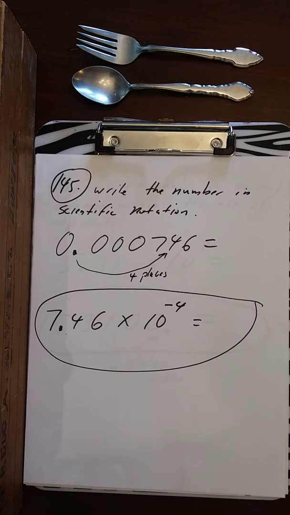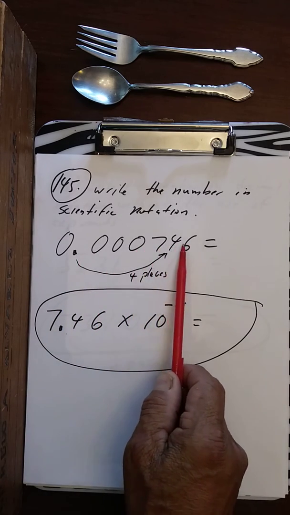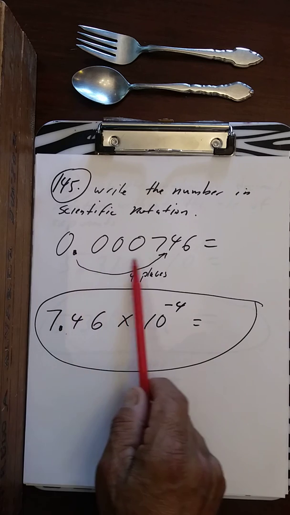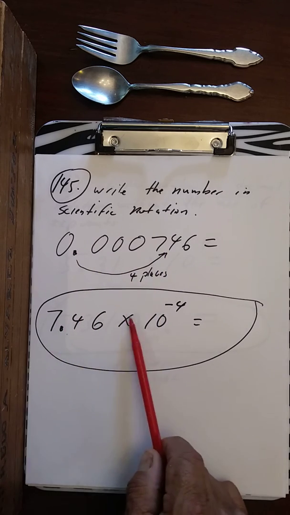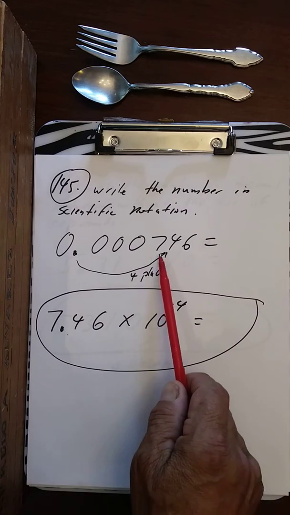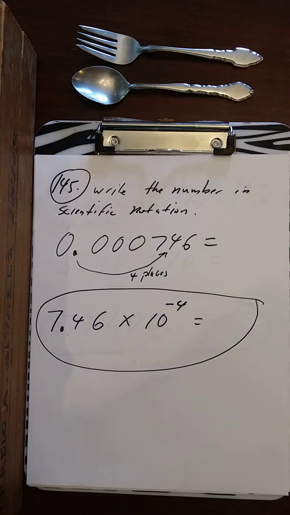Write the number in scientific notation. 0.000746. So to make it scientific, you have to put the decimal after the first nonzero number right there. So 7.46 times 10 to the negative, because you're going to have to go to the left. How many times are we going to have to go this way? 4 places. 1, 2, 3, 4.